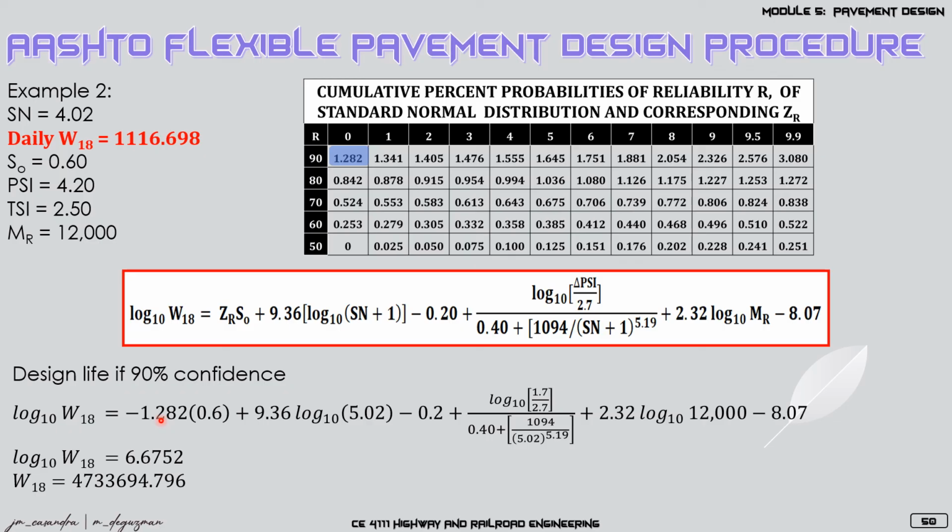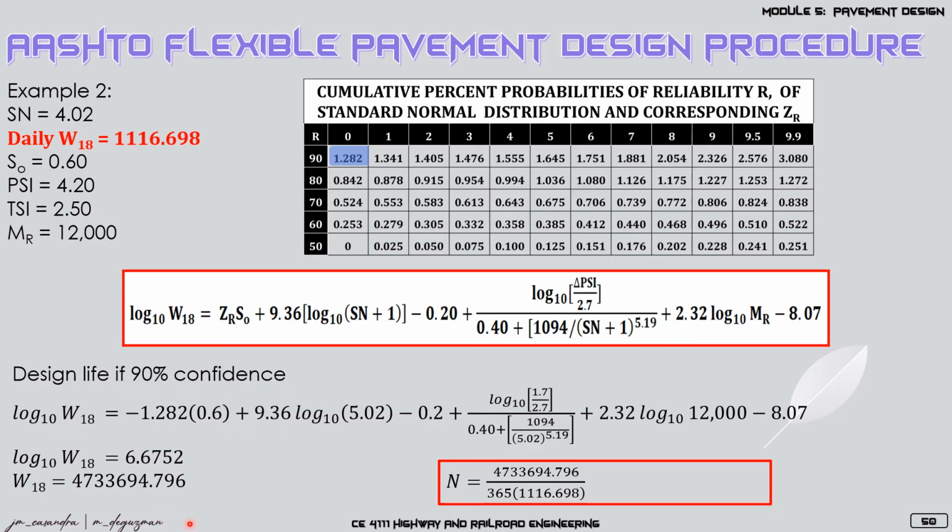So W18 now is 4,733,694.796. This is the accumulated or total axle load for the entirety of the design life. Same process: design load divided by your daily load. So we get a value of 11.614 years.